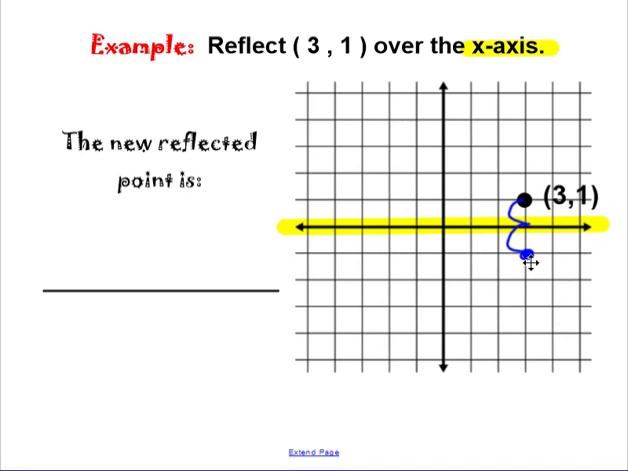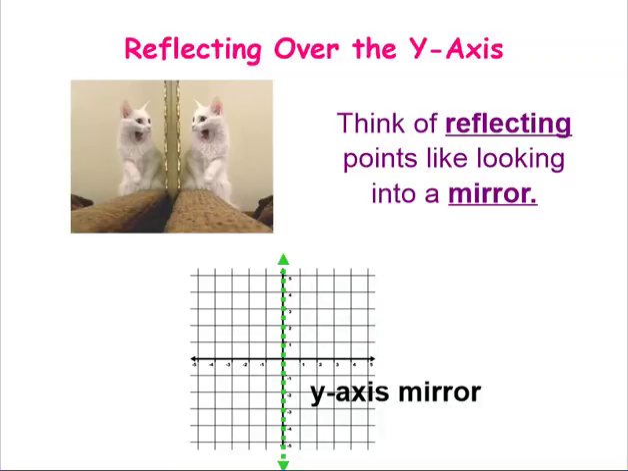Now the answer to your problem is, what is that new point? And that new point is 3, negative 1. And so your answer is 3, negative 1. Now, this problem would look very different if it said to reflect over the y-axis, which we're going to look at in just a second.